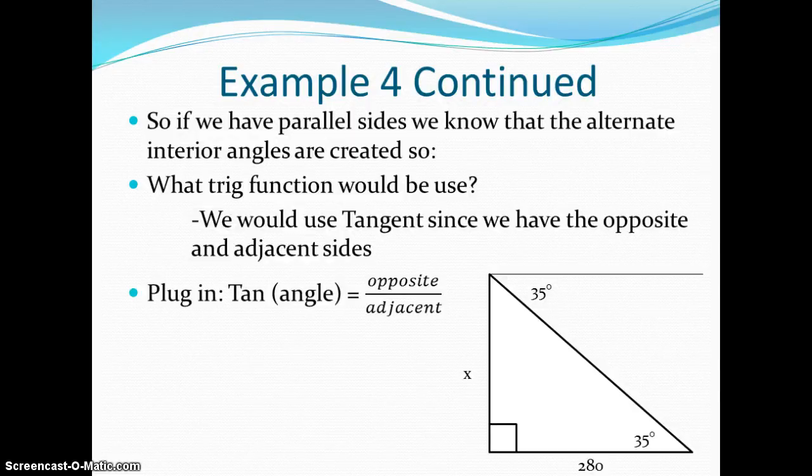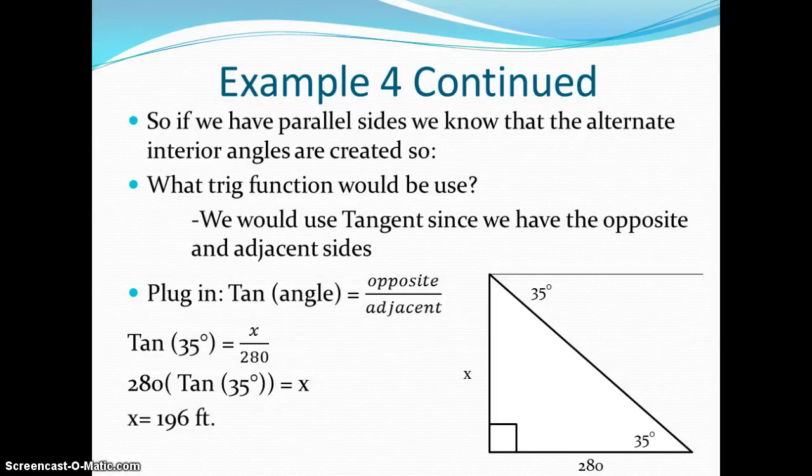So we're going to plug in to the tangent of the angle equals opposite over adjacent. So the tangent of 35 degrees equals x over 280. Multiply both sides by 280 to get x by itself. So we'll have 280 times the tangent of 35 degrees equals x. We're going to plug that into our calculator and get x equals 196 feet.